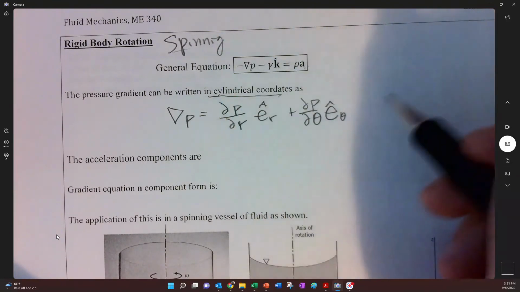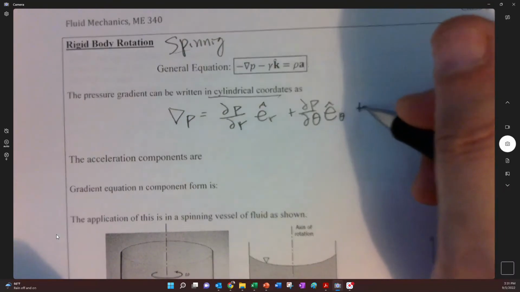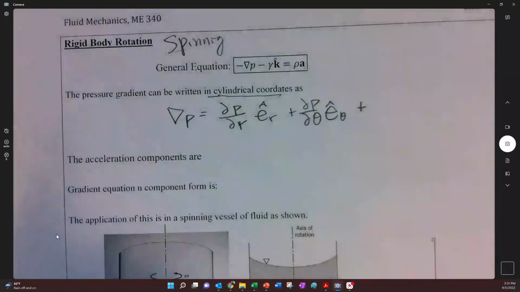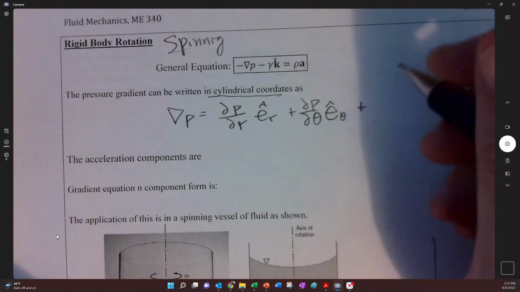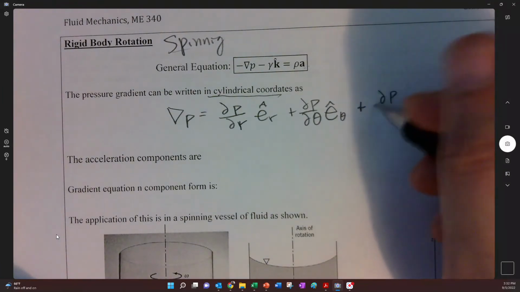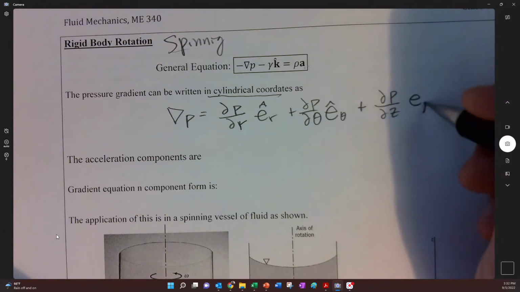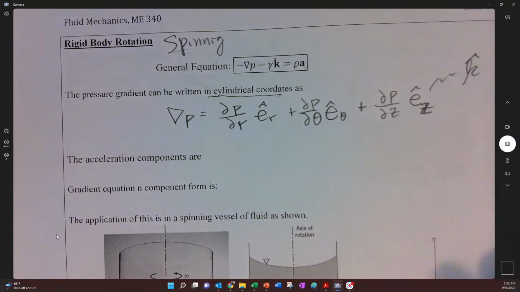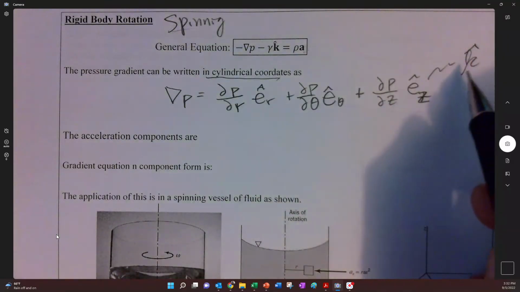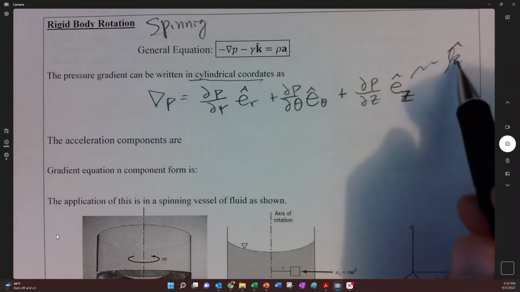Remember, cylindrical coordinates are like polar coordinates, except that now we have another dimension, which is usually just the z-axis. So we have the same dz, we'll call it e_z here, but often this is k. For whatever reason, sometimes we use e's, but other times for rectangular we'll use i, j, and k.